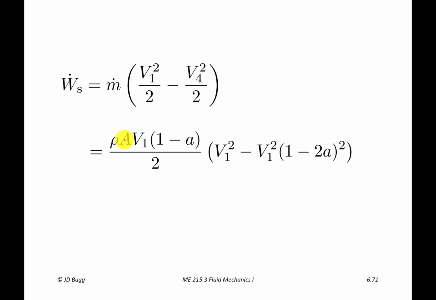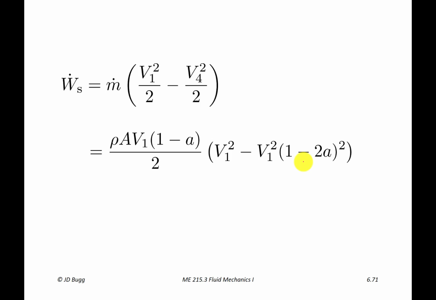So this is rho A V2. The 1/2 here has been factored out. V1 squared we leave, but V4 we're going to replace with V1 times 1 minus 2A. But we need to remember it's squared here, so all that stuff gets squared. So we're using our result that we just got for V4 and putting it in there. So this is the power coming out. Now you'll notice that axial induction factor plays a very important role in here.